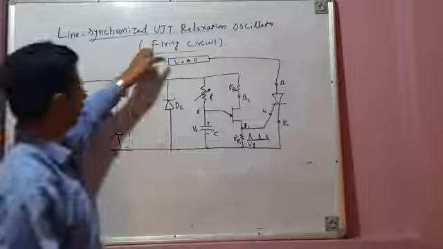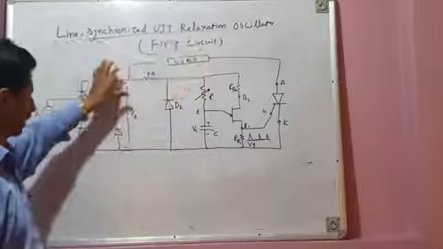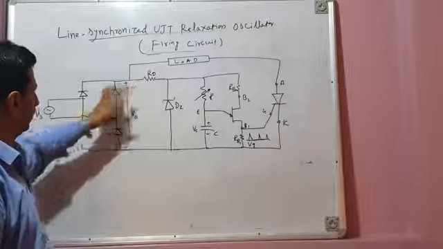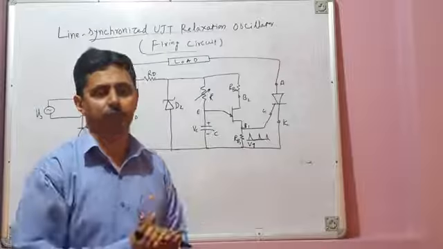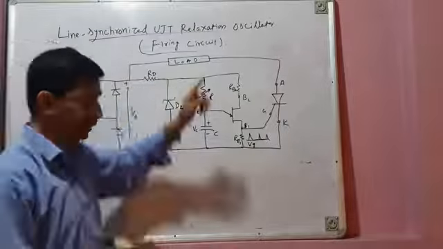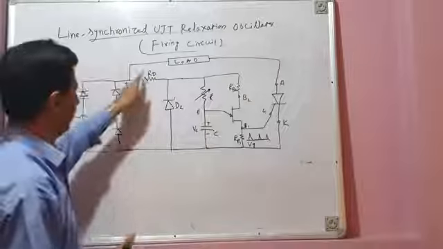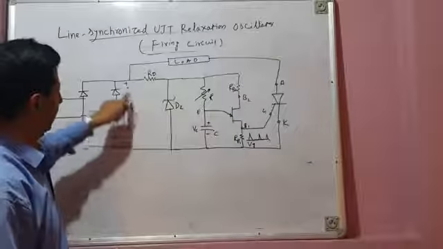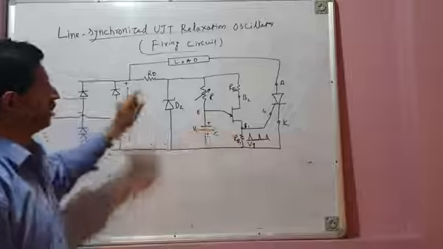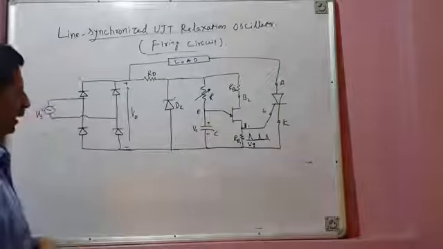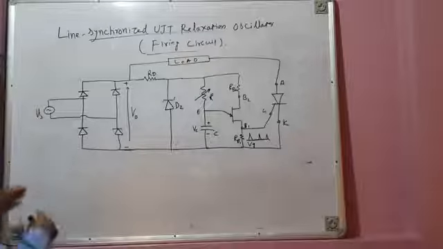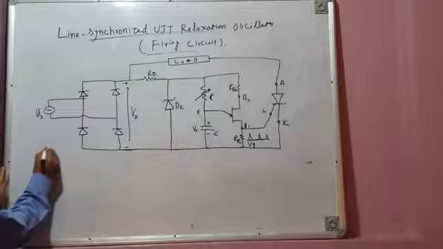Now the load and SCR are connected across the output of your bridge rectifier, the same way as I have shown a few moments back. The only thing is that I had not shown the firing circuit. Here I have included this firing circuit, which is basically a line synchronized UJT relaxation oscillator. Now let us try to understand its working with the help of waveforms.